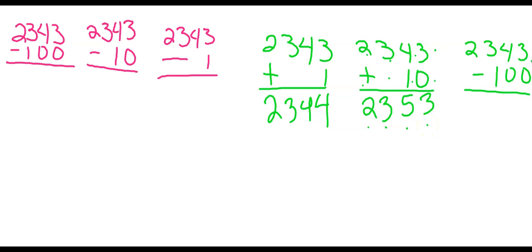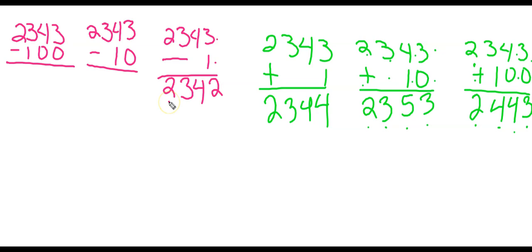Okay, so 3 plus 0 is 3. 4 plus 0 is 4. 3 plus 1 is 4. And then 2 plus 0 is 2. So what's 100 more than 2,343? 2,443, okay? Now let's go on the other side. What's 1 less? Well, now I need to subtract. 3 minus 1 is 2. 4 minus 0 is 4. 3 minus 0 is 3. And then 2 minus 0 is 2. So what's 1 less than 2,343?